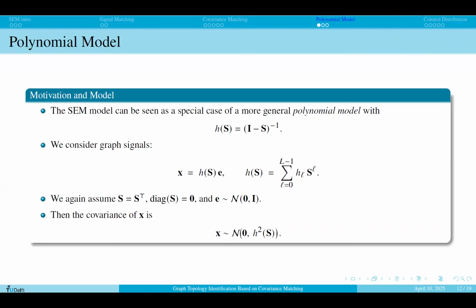So the first model we think about is a polynomial model. This means x is equal to H(S) times e, and H(S) is a polynomial in S. And here again we can calculate the expected covariance if we know S. You can regard this as a special case of the SEM, because in SEM, H(S) is equal to (I minus S) inverse.